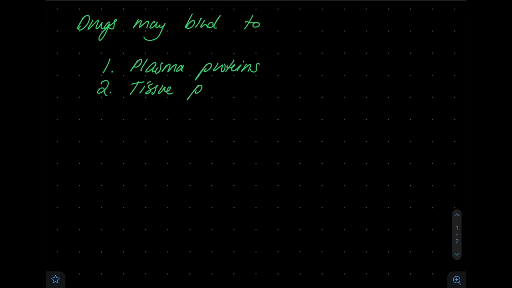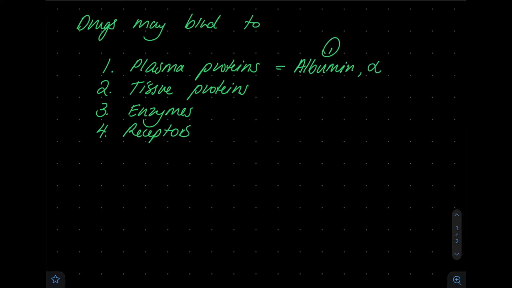Before going ahead, pause the video here and ask yourself, what are 4 groups of proteins that drugs can bind to? Coming back to the video, drugs can bind to 1. Plasma proteins, 2. Tissue proteins, 3. Enzymes, and 4. Receptors. In terms of the major plasma proteins, they are albumin and alpha-1 glycoprotein.